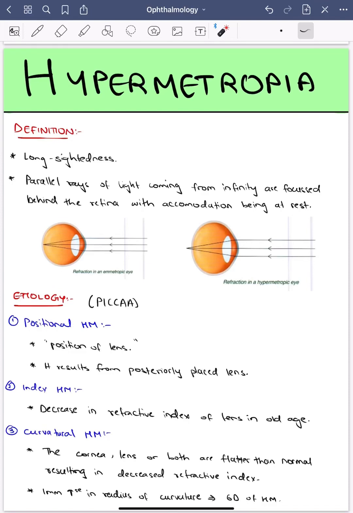In this lecture, we'll be discussing hypermetropia. Now, the definition of hypermetropia, as we know, is long-sightedness. That is, the parallel rays of light coming from infinity are focused behind the retina when the accommodation is at rest. So this is the normal eyeball, and this is the normal refraction of the light rays coming from infinity. That is, they're focused at the retina. Whereas in a hypermetropic eye, the image is focused behind the retina when the accommodation is at rest.